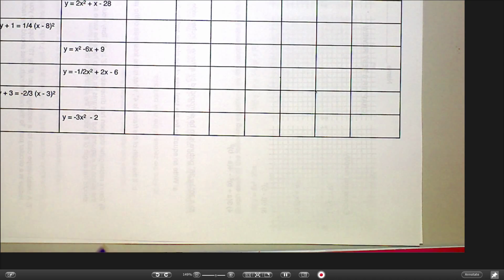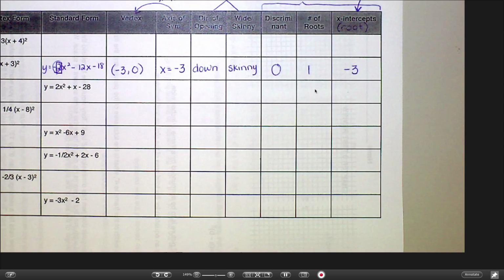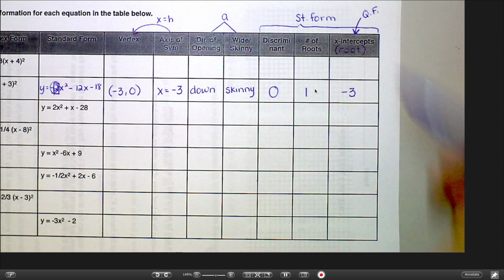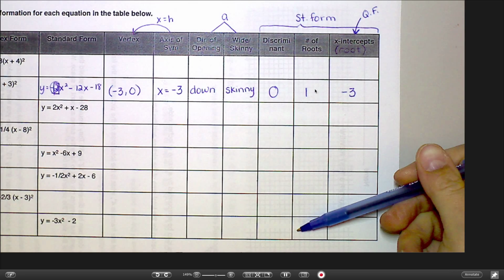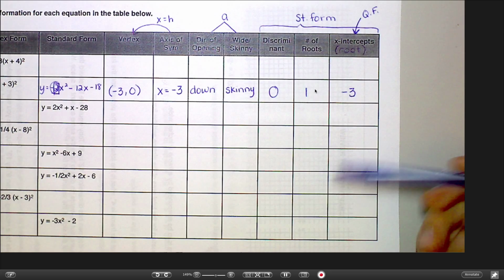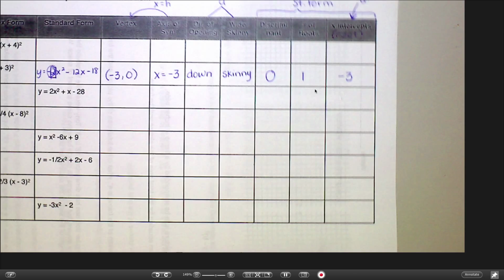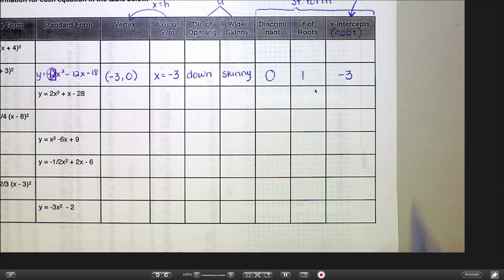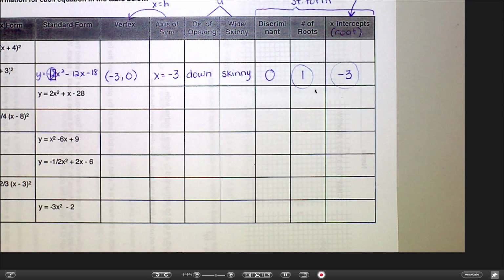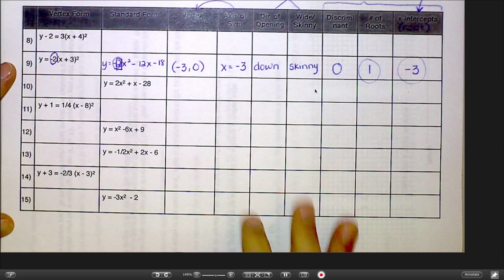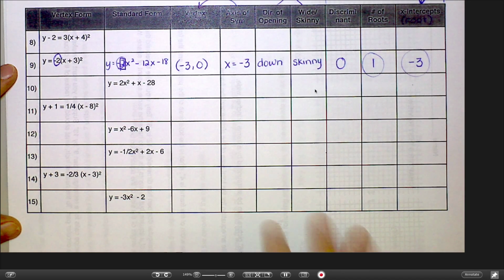Why does it say intercepts? Well, because some of them are going to have 2. The number of roots is always going to be 2, 1, or 0. If you have 0 roots, then you're not going to have any x-intercepts to find. This one said I was going to have 1 root. That's why I only had 1 answer here. Got it. Okay, all right. I think I'll stop this here.